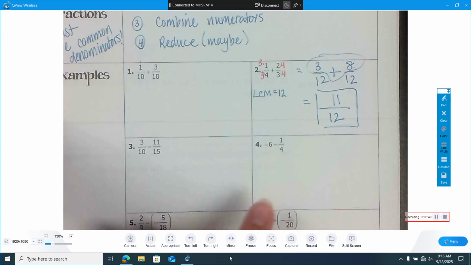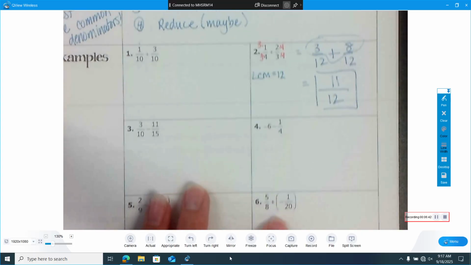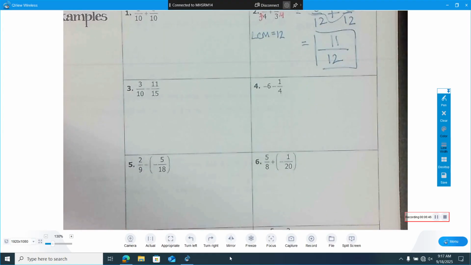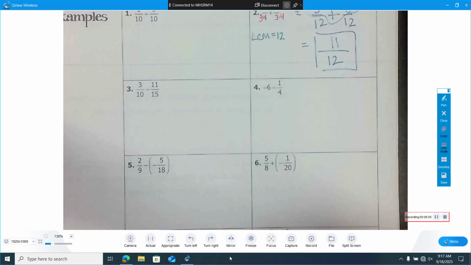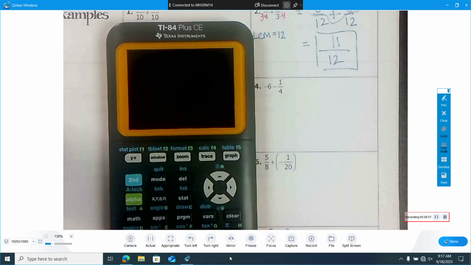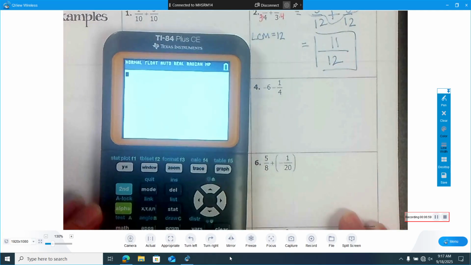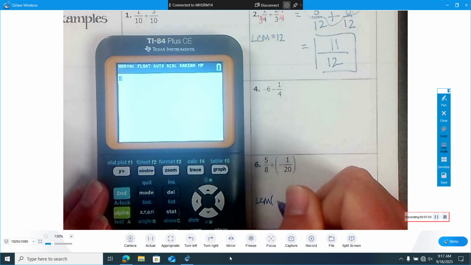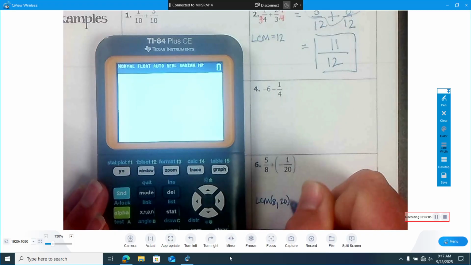Let's look at number 6. Do our denominators match? No, very different. Maybe I don't know what the least common multiple of 8 and 20 is. What is the least common multiple? 40, very good. The least common multiple of 8 and 20.